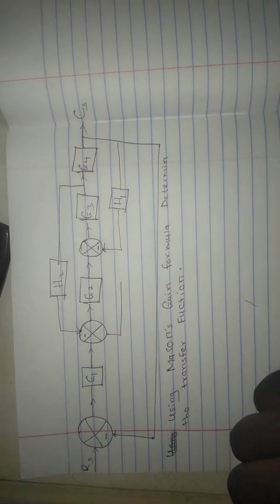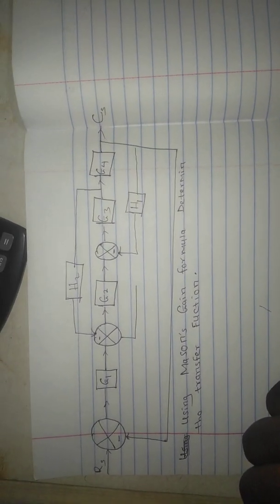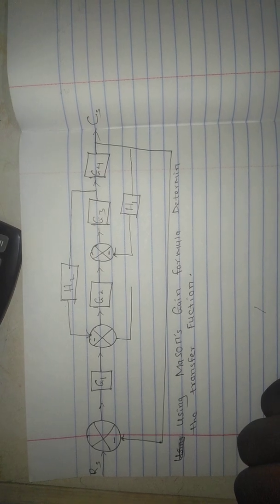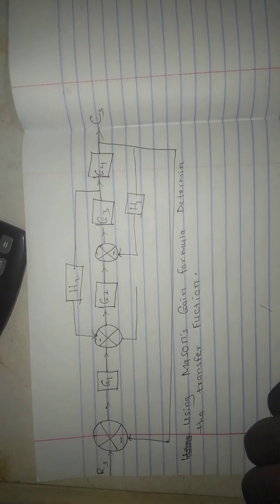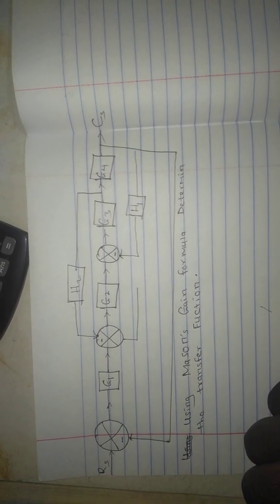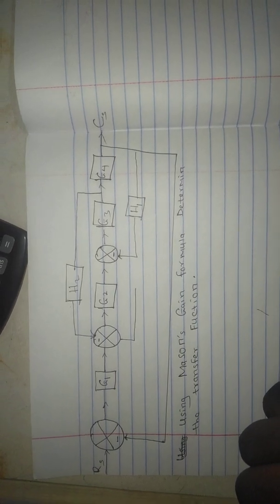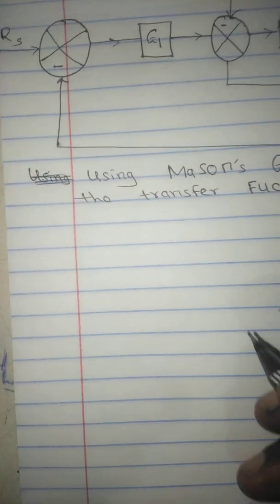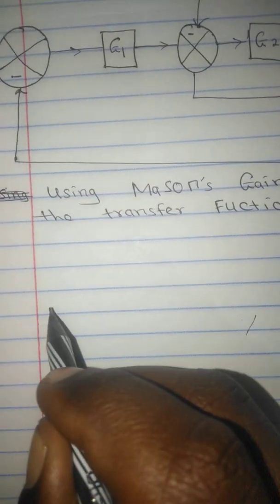The question of the day reads, using Mason's gain formula, determine the transfer function. So when given a question like this, we start by drawing the signal flow graph. And the signal flow graph is drawn this way.